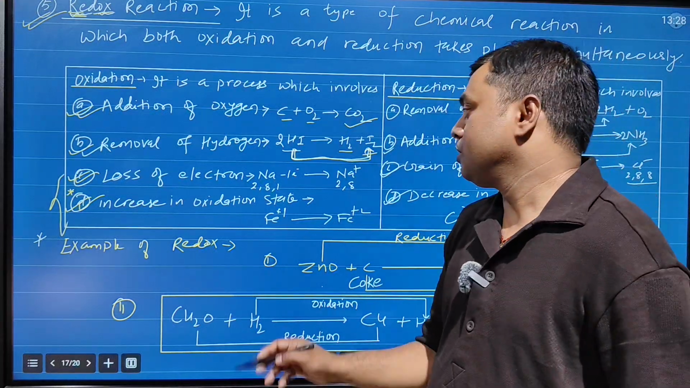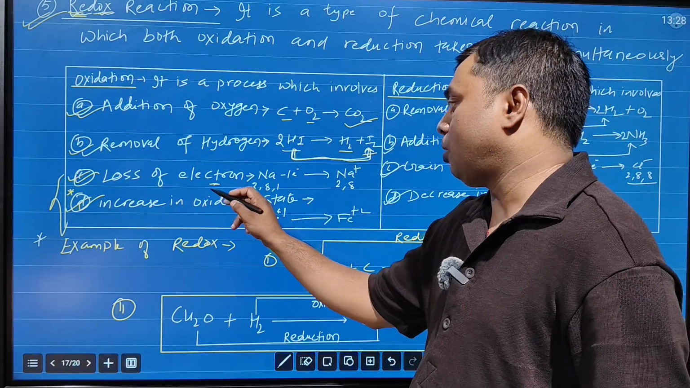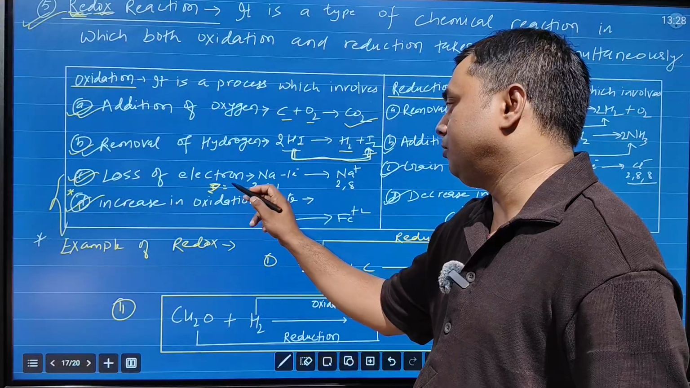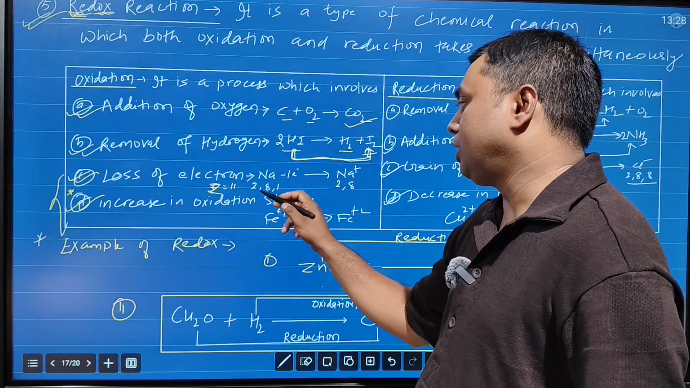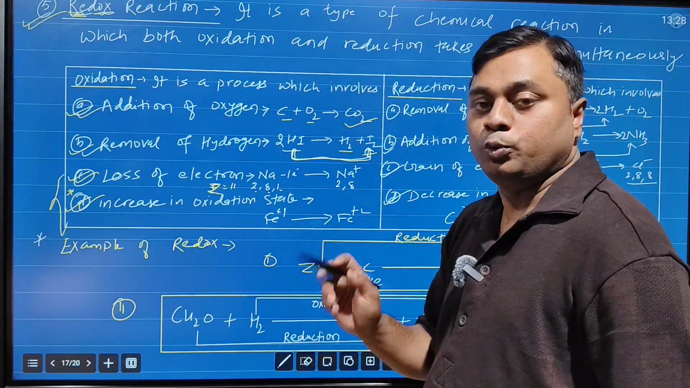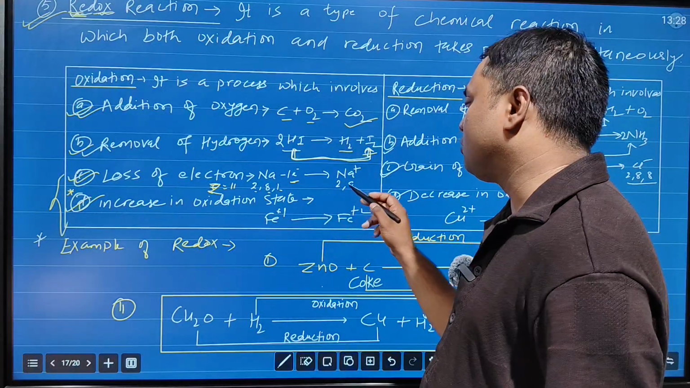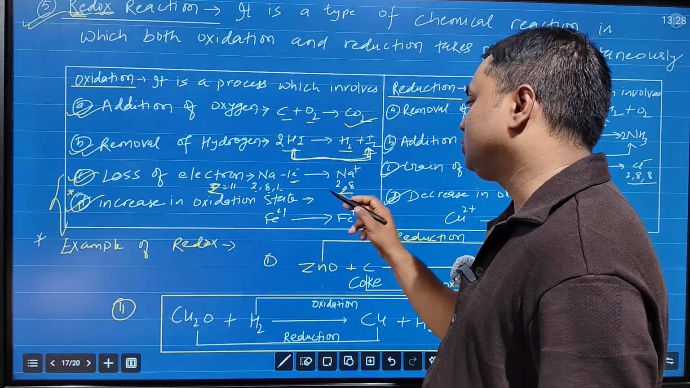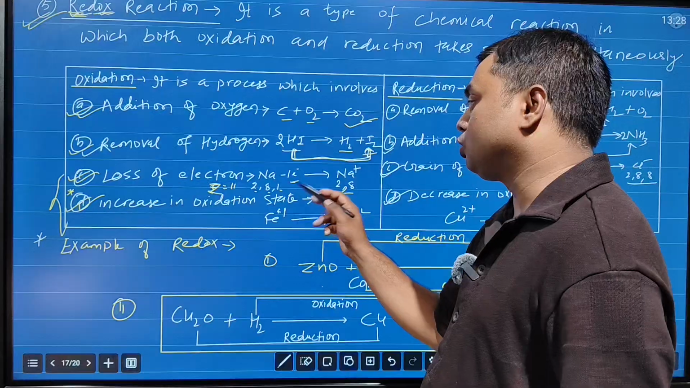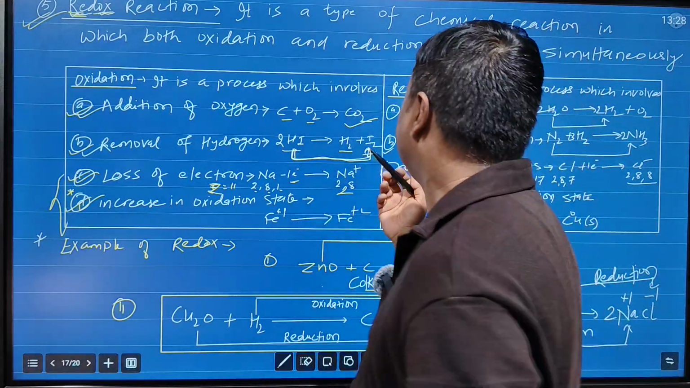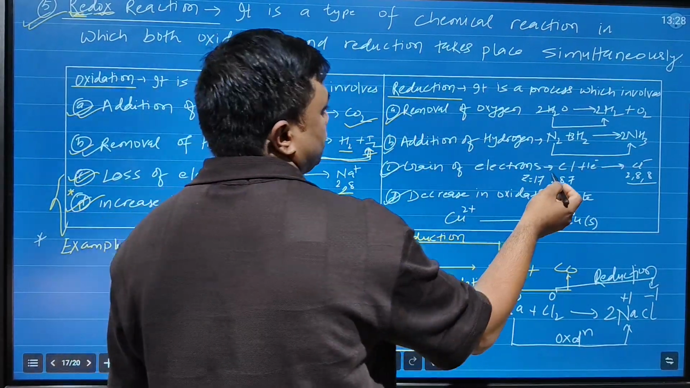So it is oxidation. Sodium has atomic number how much? 11. Z is equal to 11. Electronic configuration 2, 8, 1. To become stable, it loses one electron and becomes Na+ with 2, 8. Yes or no? So there is a loss of electron, that is oxidation. Reduction is the opposite: removal of oxygen.